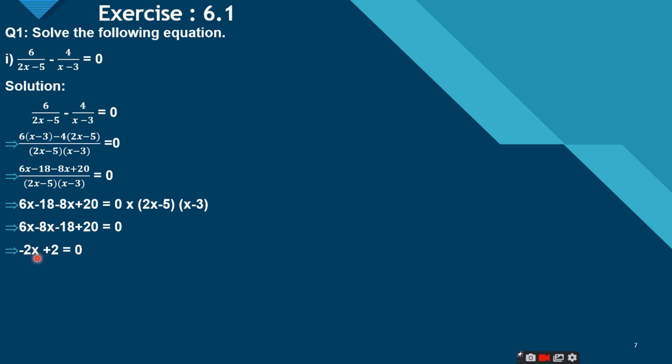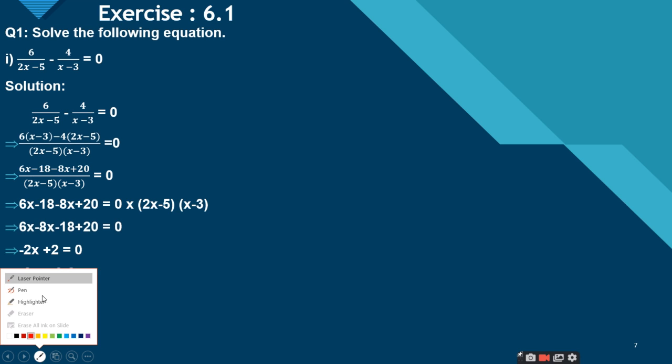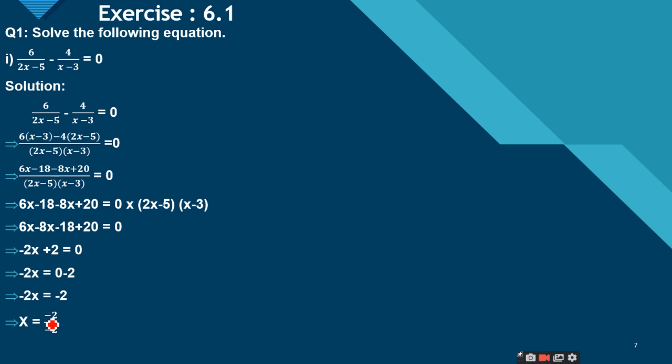And you all know that we have to find the value of x. So to find the value of x, first we have to transpose this 2. When we write this 2 to the right hand side, it becomes minus 2. Now minus 2x is equal to 0 minus 2, and minus 2x is equal to minus 2. Now x is equal to minus 2 divided by minus 2. We cancel out minus by minus, and 2 ones are 2, 2 ones are 2, so we get the answer 1. x is equal to 1.